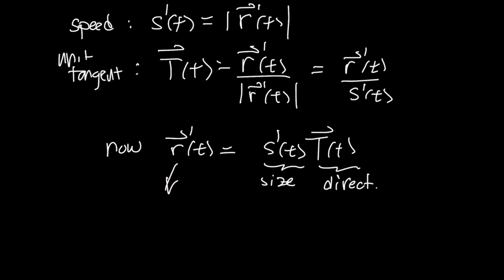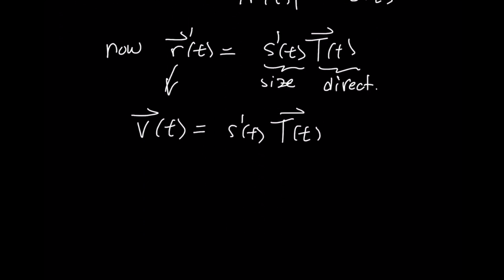So I now have another way to interpret velocity. When I am moving along a curve, we've already discussed that here is your location r of t. The velocity was always tangent to the curve. Well, there's the v of t.